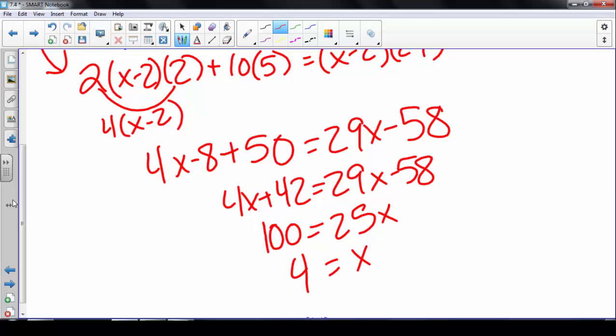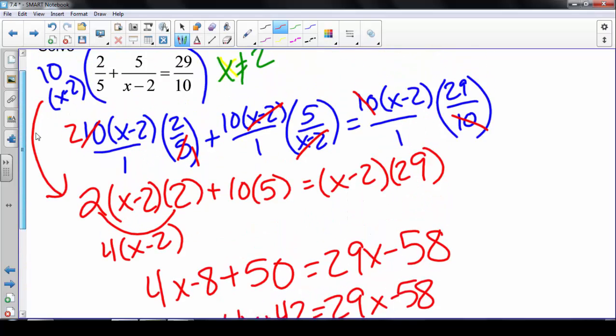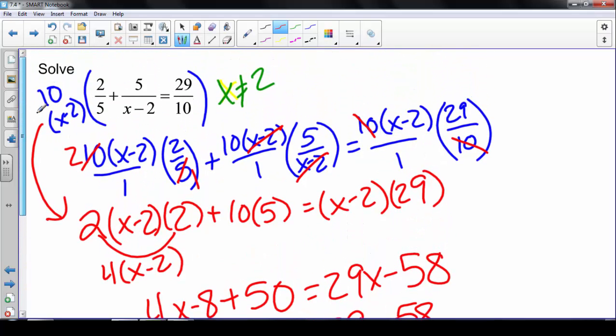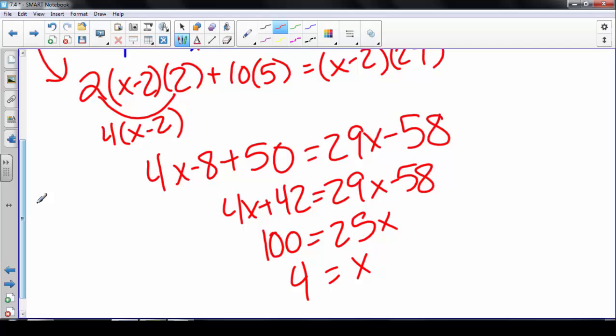And so we got x equals 4. Go back to the original. X couldn't be 2, so 4 is okay. That's our answer.